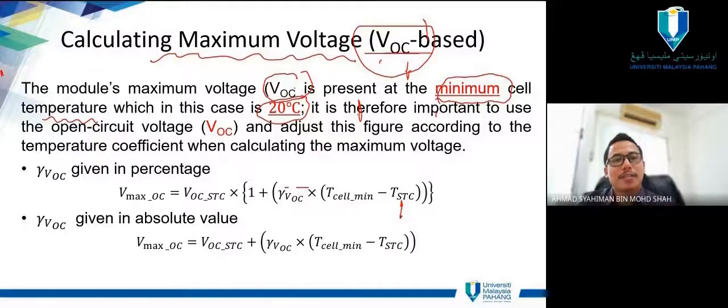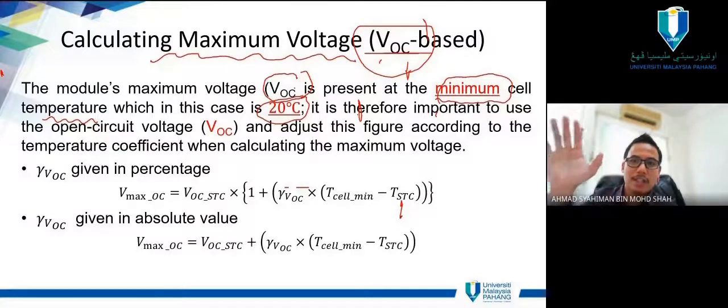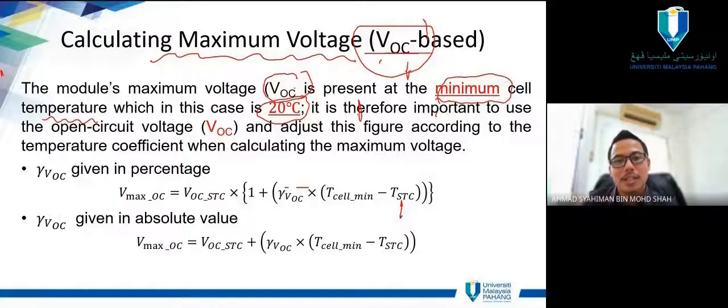So this is the thing. Temperature getting higher is the worst case for the module. But when the temperature of the module is lower, like in the winter or in the spring, the module performs better. This is the meaning. So the module maximum voltage: the module will achieve the higher voltage when the temperature is the minimum one. That's why in this case it is 20 degrees C.